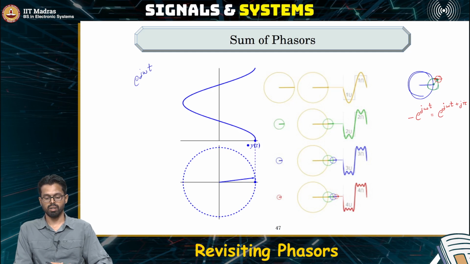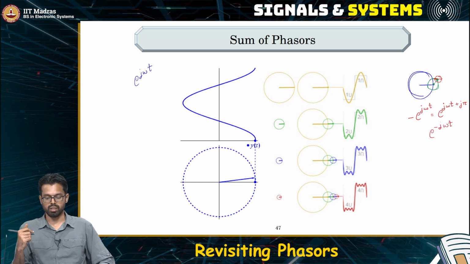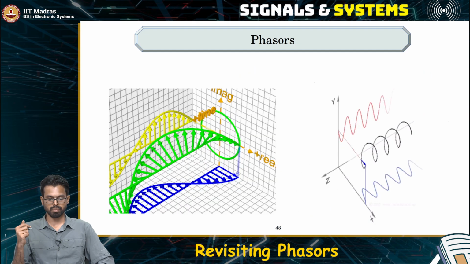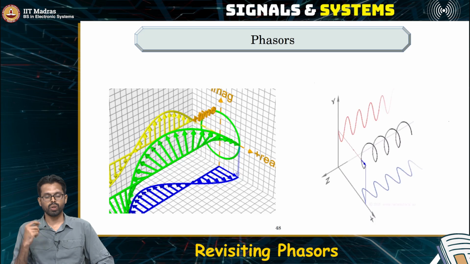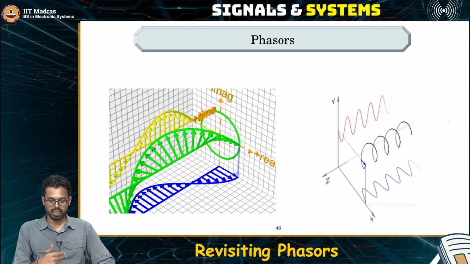But what if a particular phasor is moving in the clockwise direction? What does it mean? This means we are getting a negative frequency. What does negative frequency mean? Now look at this animation. This animation gives you the same phasor but in 3 dimensions.